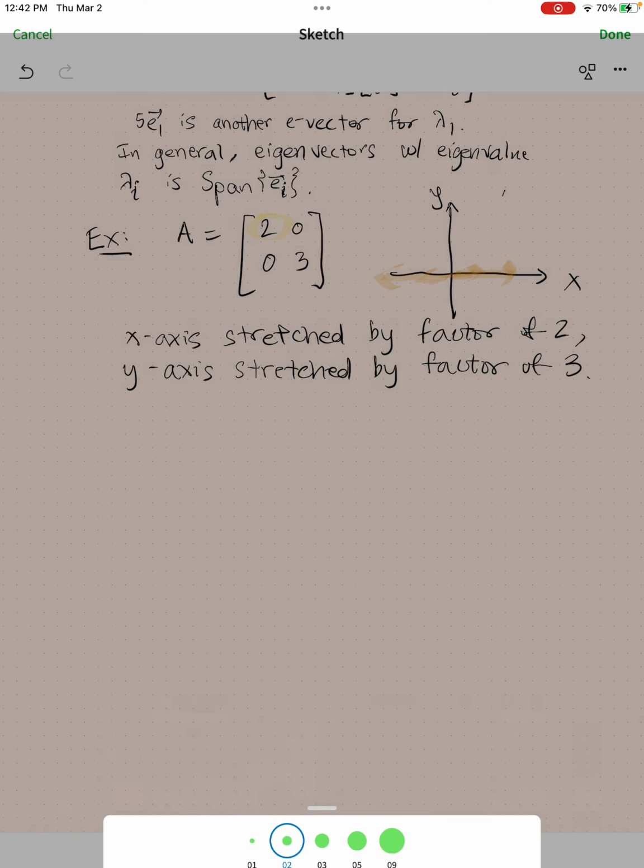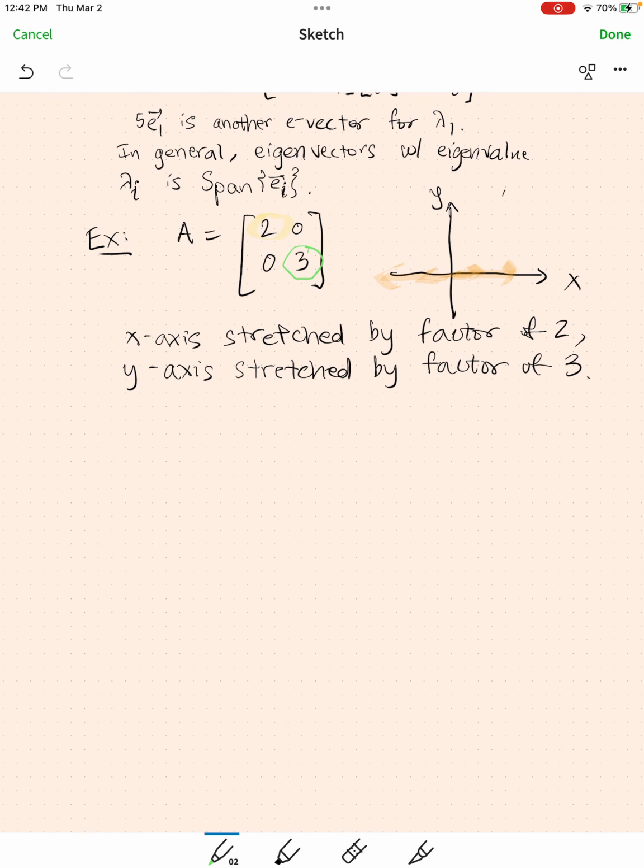So this 3 means that this axis gets stretched. So (0, 1) is going to go to (0, 3). (0, negative 1) is going to go to (0, negative 3), and so on. Now what about a vector? I've given vectors along the x-axis. Those are eigenvectors. And along the y-axis are also eigenvectors.